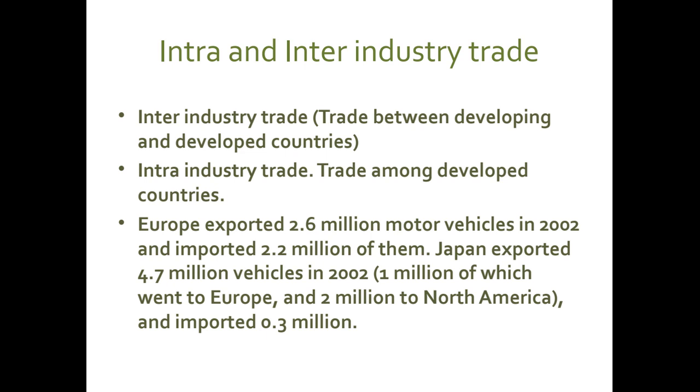The example given in your book: Europe exported 2.6 million motor vehicles in 2002 and imported 2.2 million of them as well. So you shouldn't think that they are exporting and importing exactly identical products. Yes, we have the same industry, the automobile industry, but we have different types of automobile as well. Japan exported 4.7 million vehicles in 2002, 1 million of which went to Europe and 2 million to North America, and also imported 0.3 million as well. So basically, trade is taking place within the same industry, and that is normally trade among developed countries.